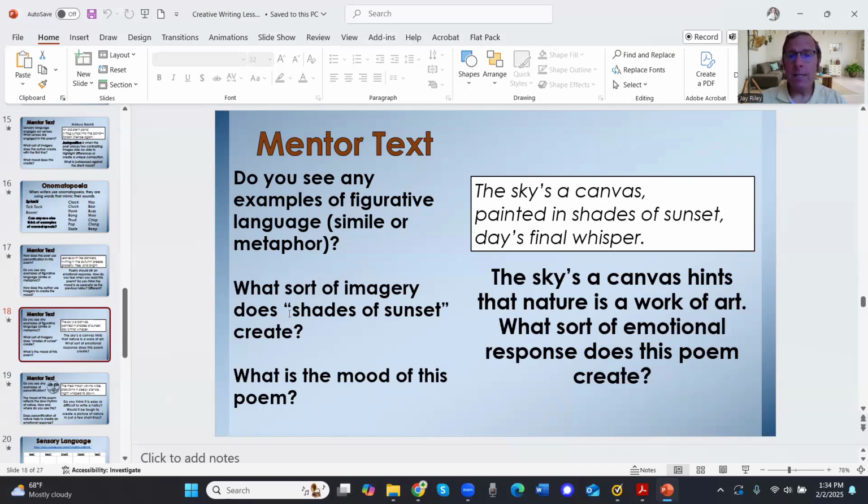I love how the author says shades of sunset. So for me, this creates an image of the sky after the sun has set. I live near the beach, and whenever the sun sets over the ocean, the sun's already down, but there are still lots of colors left in the sky. And it's really beautiful. That's what I picture when I read this poem, those shades of sunset.